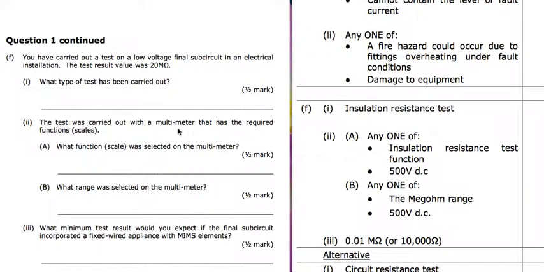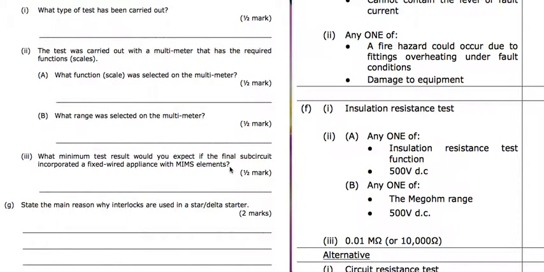The test was carried out with a multimeter that had the required function scales. They've thrown this in a lot, using a multimeter to do insulation resistance, and they get around it by saying that it's got the required function scales. So it's got that 500 volts capacity. Don't be fooled when they just say multimeter. What function was selected? Insulation resistance test function, 500 volts DC. I would be putting both of those in to cover the full answer. What range was selected on the multimeter? Either the mega ohm range or 500 volts DC. I would be putting the 500 volts DC.